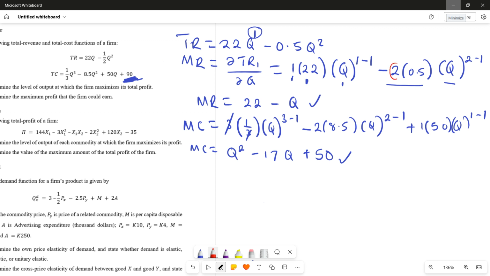So this negative 2, we are going to multiply it by the 0.5, which will give us a negative 1. You see that? And then we multiply this negative 1 times q, which is raised to the power 2 minus 1, and 2 minus 1 is just 1, which means we're having negative 1 times q, which is just negative q, which is that part there.